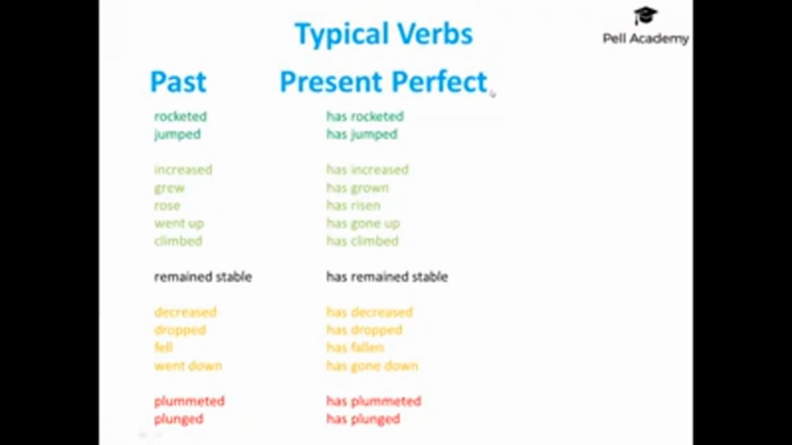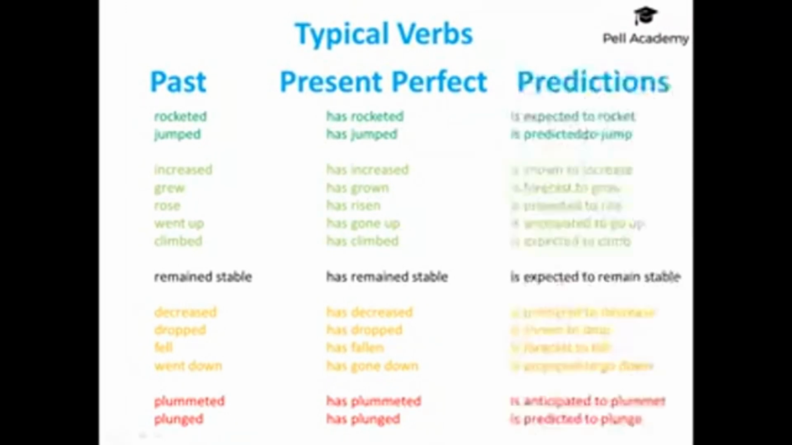The next thing might be that your graph goes into the future. But the thing about the future is that they're predictions, expectations of what will happen, but it's not definitely going to happen like that. So we cannot use will or going to. We cannot say it will rocket or it is going to rocket, because they're predictions. Just what we think will happen, not what will happen.